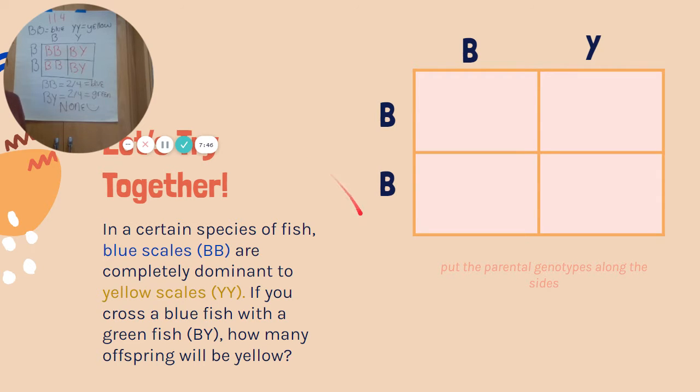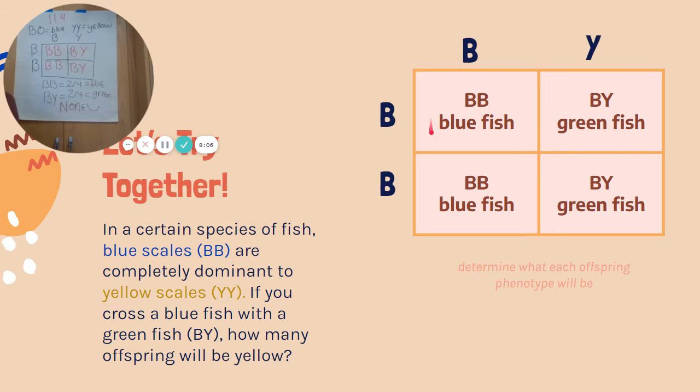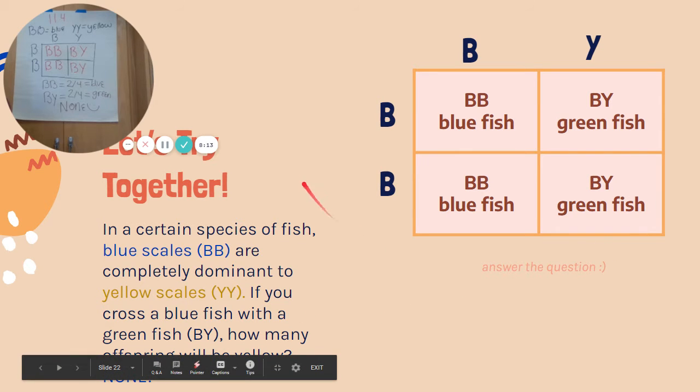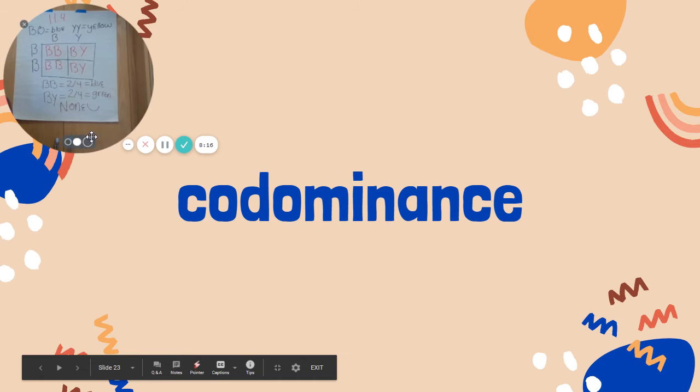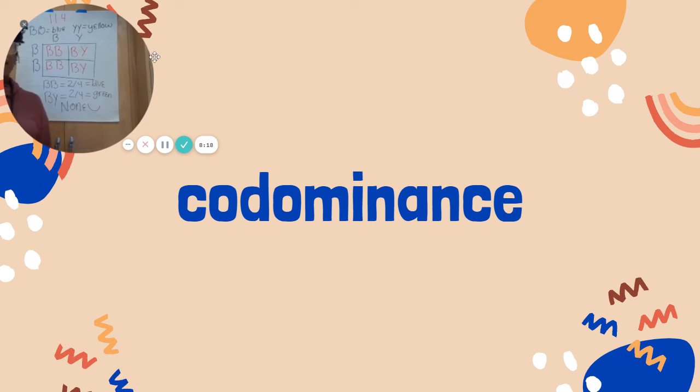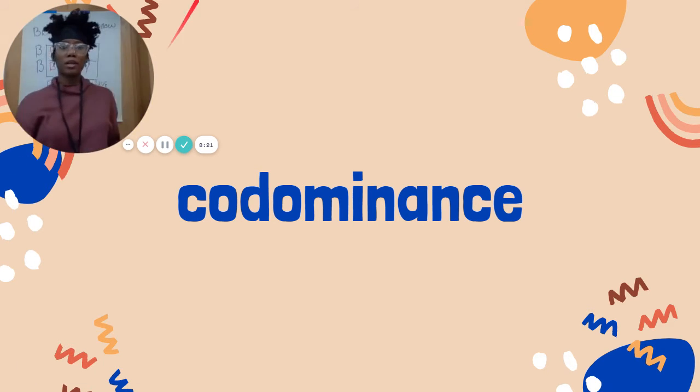So first things first, you're going to put your parental genotypes that are given to you in the problem. Then you're going to figure out what goes inside: B, B, B, B, B, Y, B, and Y. Then you're going to determine what that genotype actually means. So these are blue fish, these are green fish, and then you're going to answer your question. None of the offspring will be yellow. Cool. That's incomplete dominance.